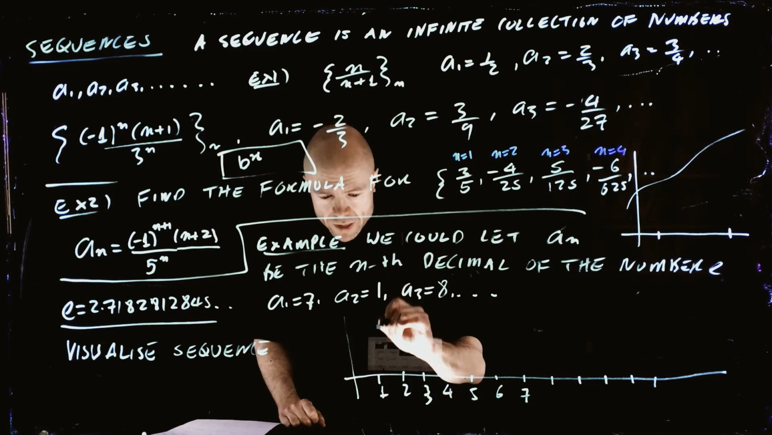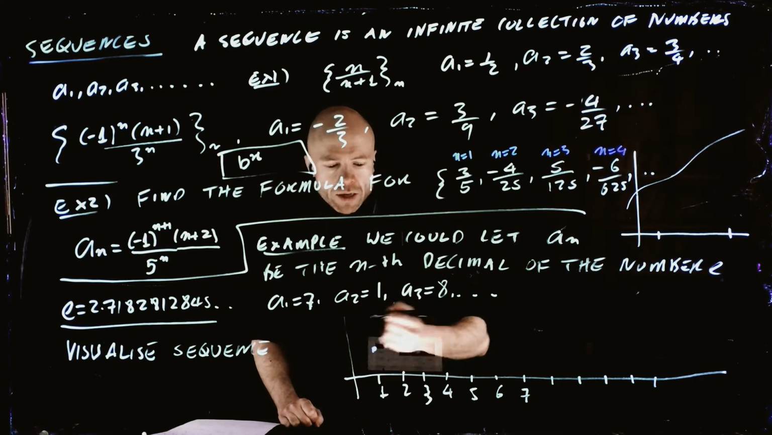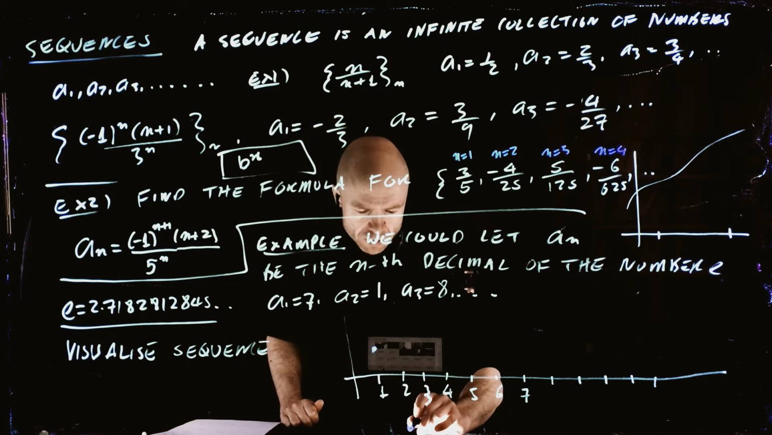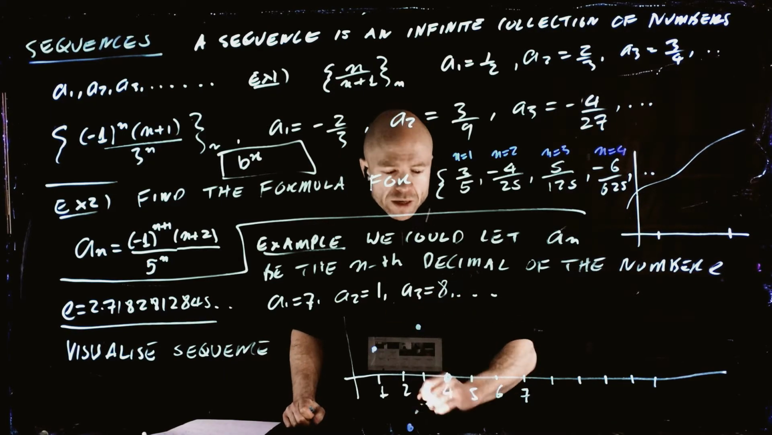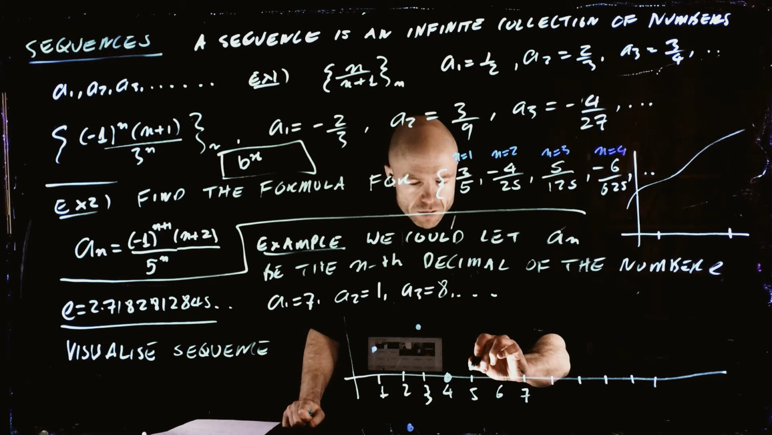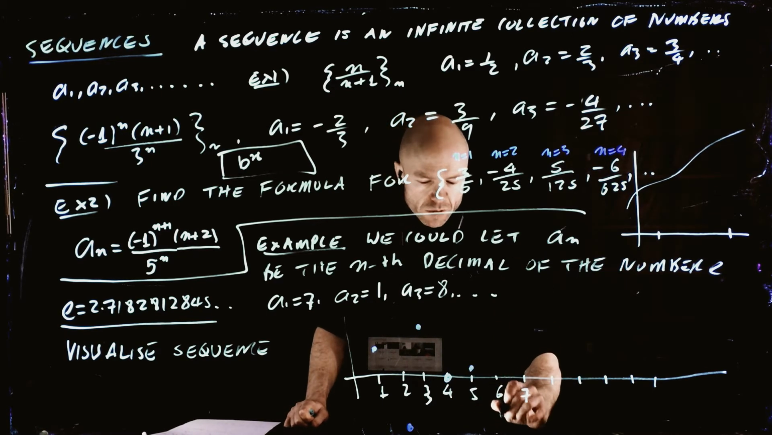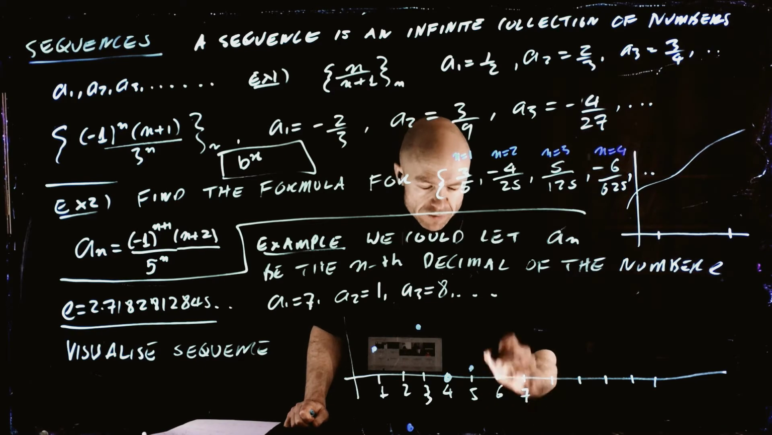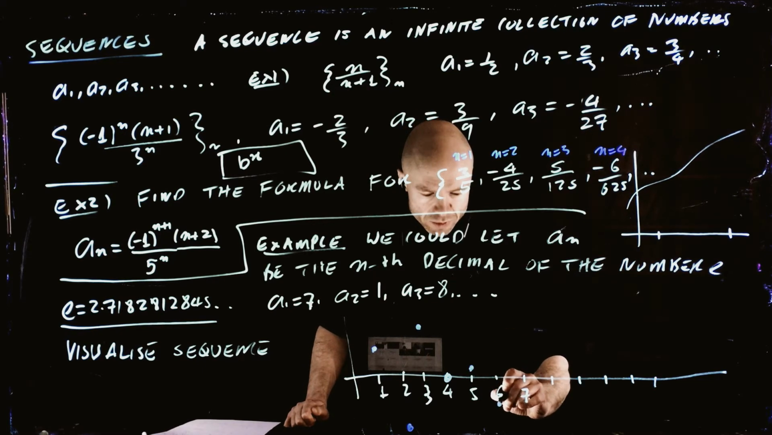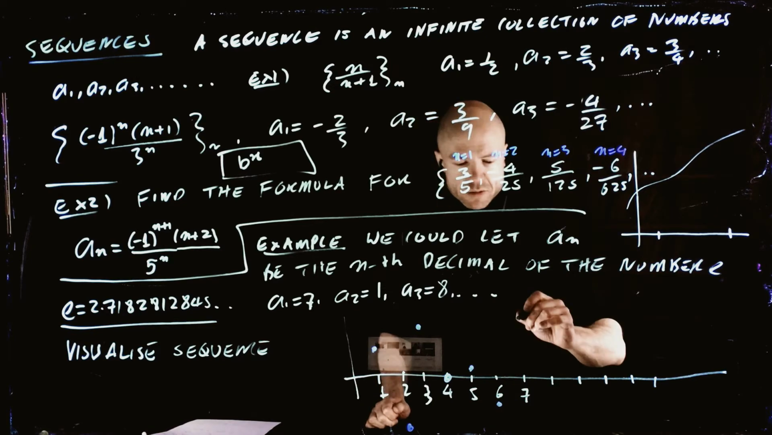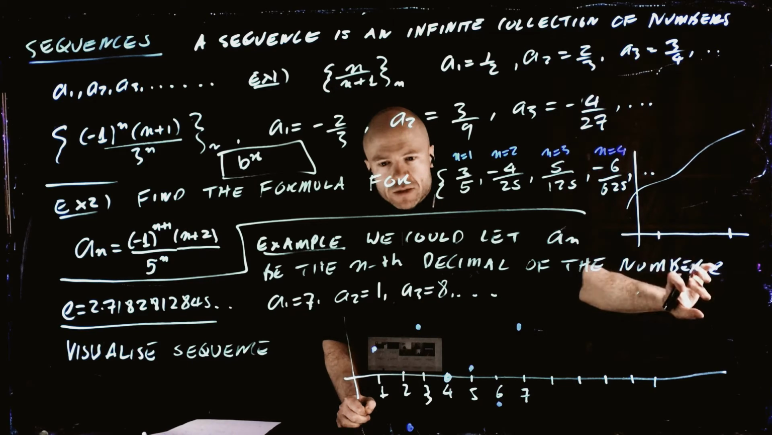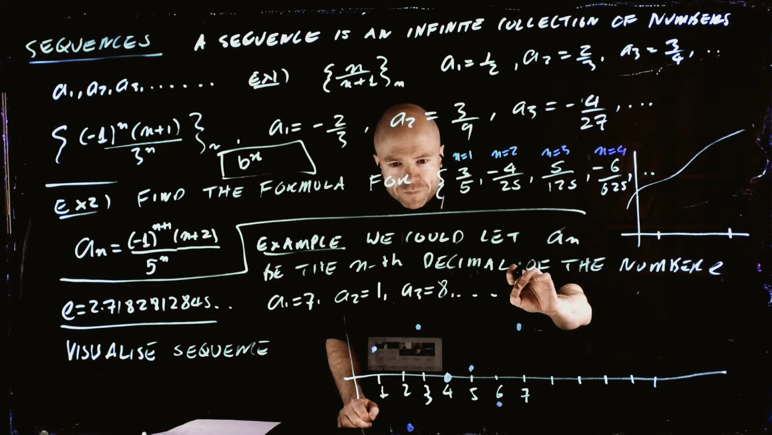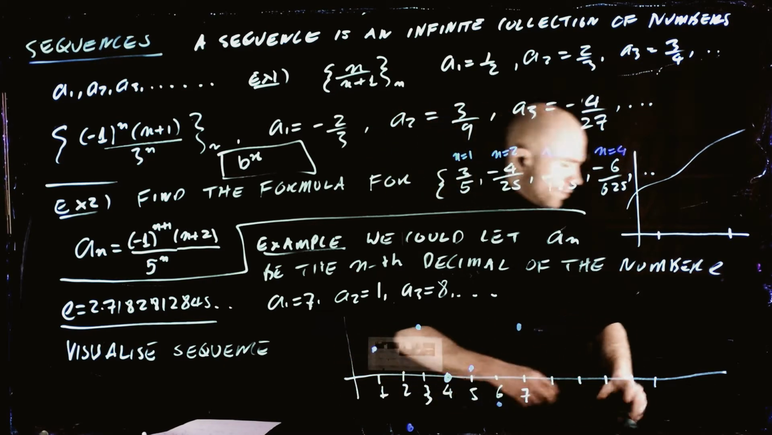So if a1 was 1, then we'd put a dot here. If a2 was, say, -2, we'd put a dot here. If a3 was 2, we'd put a dot here. If a4 was 0, we'd put a dot here. If a5 was 0.5, we'd put a dot here. If a6 was -1, we put a dot here. If a7 was 3 again, put a dot here, right? So we have this infinite collection of dots that represents our sequence. And that's the way we're going to visualize it. That's the way we're going to think about it. Yeah? Cool. All right.